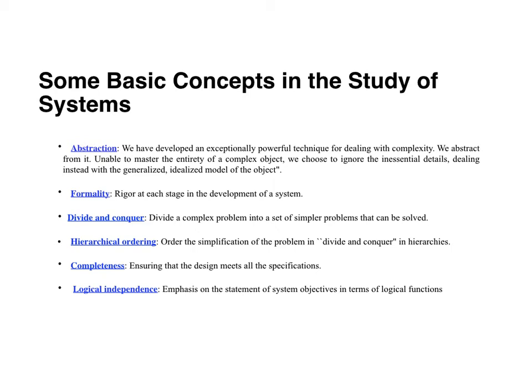That is completeness, and the last one is logical independence. We have to make sure that all the system objectives are represented in the system as logical functions. That's all about the basic concepts for any system. And now we'll start another topic after that.